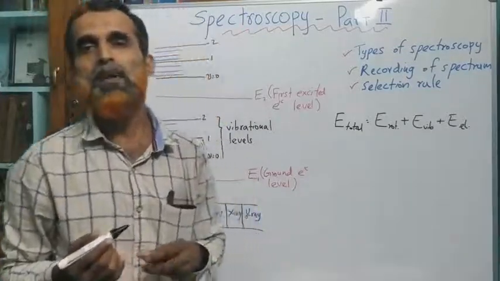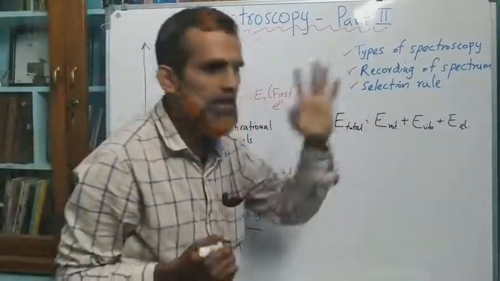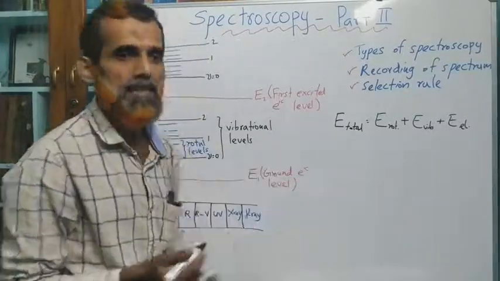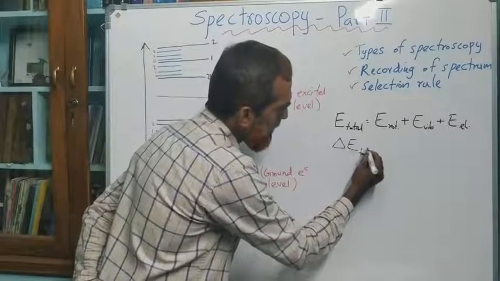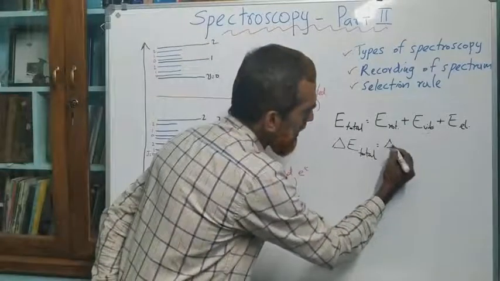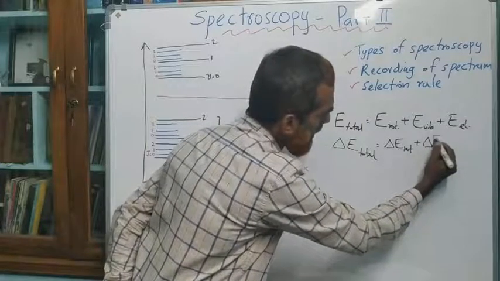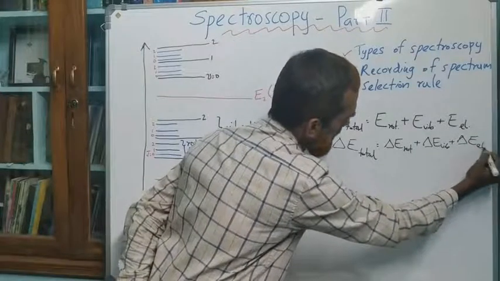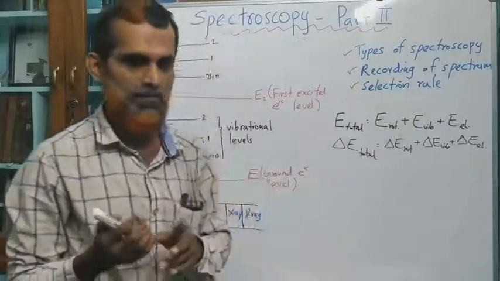According to Born-Oppenheimer approximation, that is from quantum mechanics, it is also that all these energies are independent of each other. So when there is a change in energy, we can now write delta E total, that is the total energy change of a molecule will be equal to delta E rotational plus delta E vibrational plus delta E electronic. We have already learned the origin of these different types of energy.